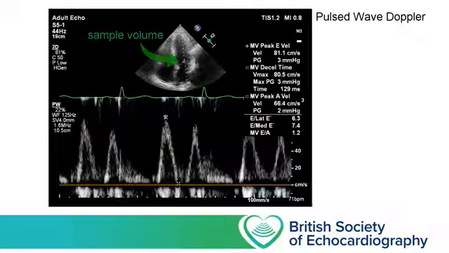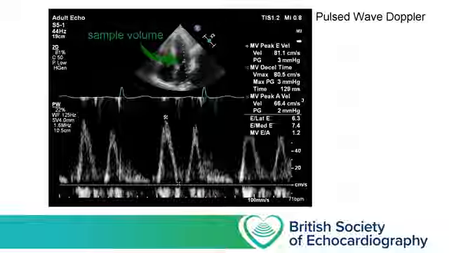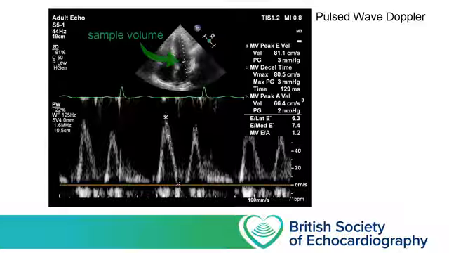So for a single point in space it can create a graph like this, where time is displayed across the x-axis and blood velocity is displayed along the y-axis, which by convention displays blood moving towards the probe as above the baseline and blood moving away from a probe as below the baseline. This is a common technique used throughout comprehensive echo and is referred to as spectral Doppler.